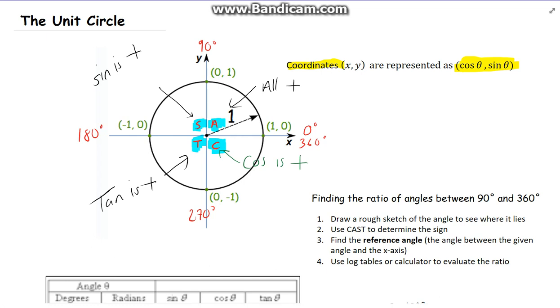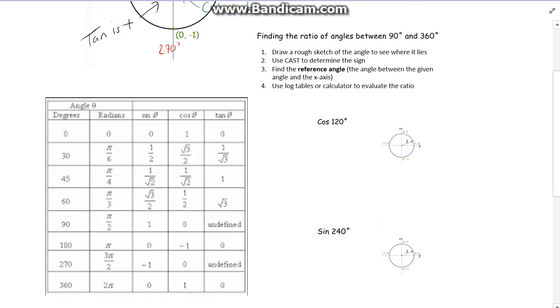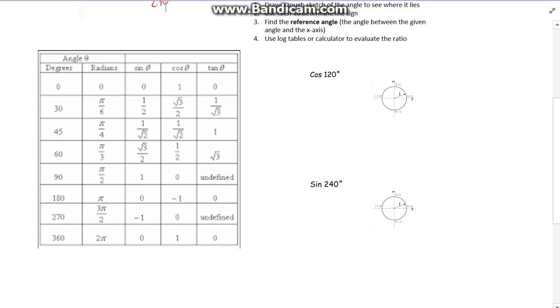Okay, so you could be asked to find the ratio of angles between 90 and 360 degrees. And if you look in your log tables on page 13, you'll have something similar to this. It's not the exact same now, but something similar to this table. So if they ask us to find the ratio of angles, and say the angles are 30, 45, 60, 90, 180, 270 and 360, the ones that are just highlighted here in the box, we can use the log tables to help us to find them. But sometimes they might ask you to find tan of 46 degrees or something like that, and you can't use the tables for that. So I just want to show you how you'll do so.